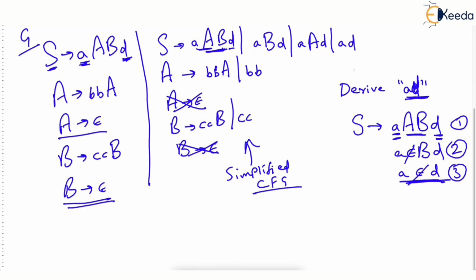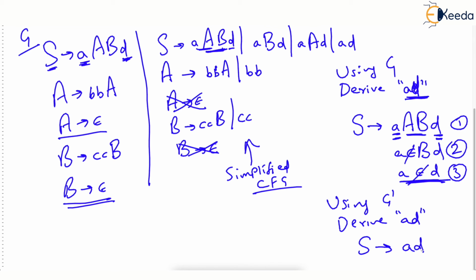Now that was using the original grammar G. Now using the new grammar G dash, how do you derive AD? Just try to derive this smallest string, and you will be surprised to know that it will be a single step, because S directly derives AD. You just check this. S derives AD, the matter ends, and we have derived the string.